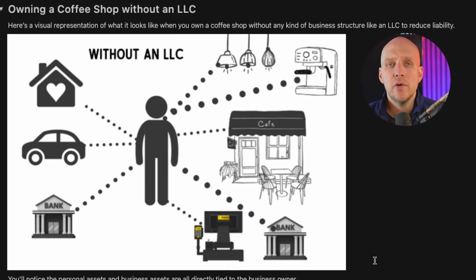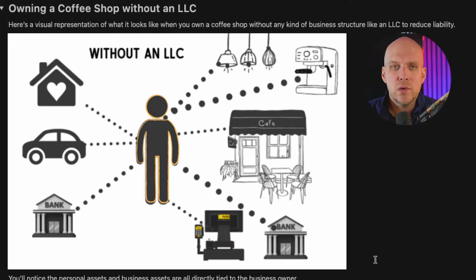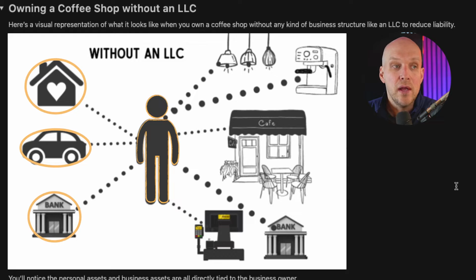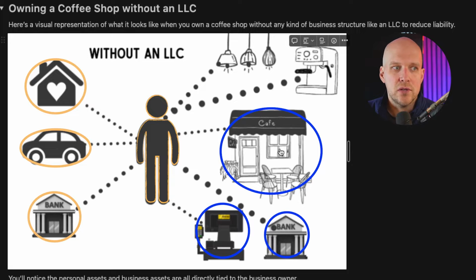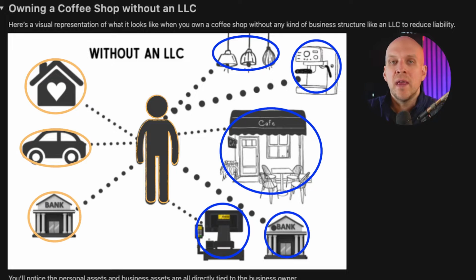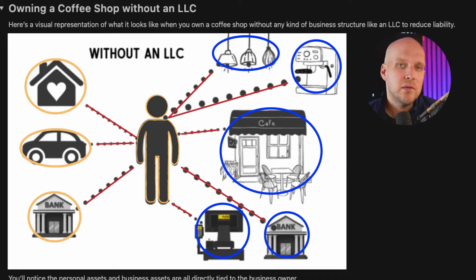To best explain this, we're going to go through an example of owning a coffee shop, but in this particular case, we're talking about doing it without an LLC. What you have here is a sole proprietor, the business owner, in the center. They have their personal assets on the left-hand side: their home, car, bank account. On the right-hand side, they have their business assets. So things like their business bank account, point of sale, the actual physical location of the coffee shop, espresso machine, lights. Everything is tied directly back to the business owner, which is a no-no. What this does is it creates a lot of potential liability for this person.